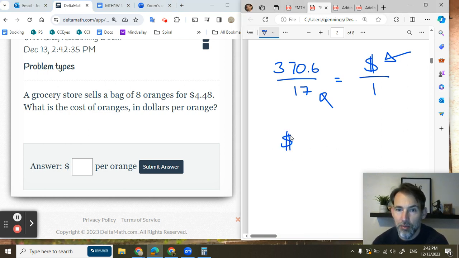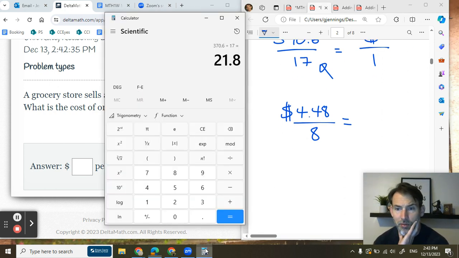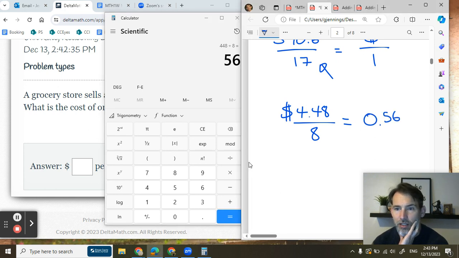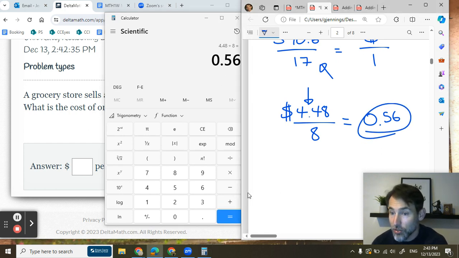You put the money on top, $4.48. You put the number of oranges on the bottom, and that's going to give us, I think I can do that one in my head. Maybe I don't want to. 8 divided by 8 equals 56. So it's 0.56 because I didn't put in my decimal place. That's why. I'll show you. 4.48 divided by 8 equals 56 cents. Okay, so that's how much an orange costs.